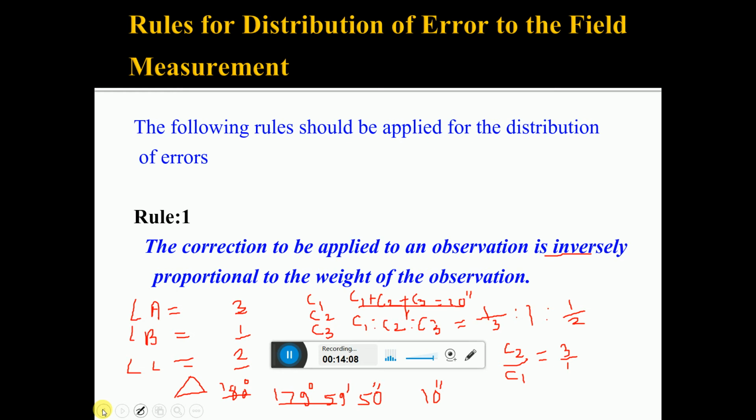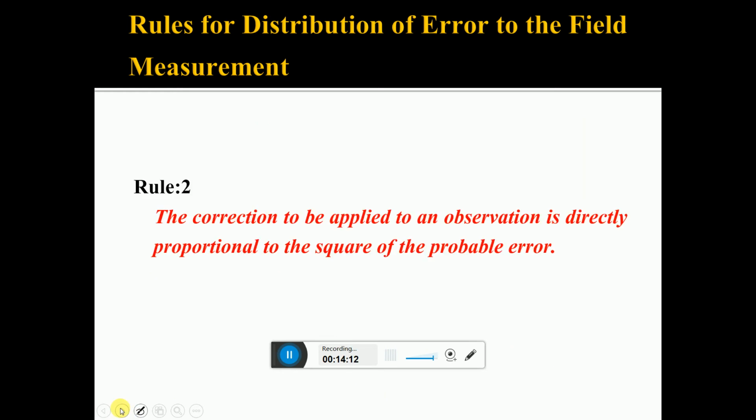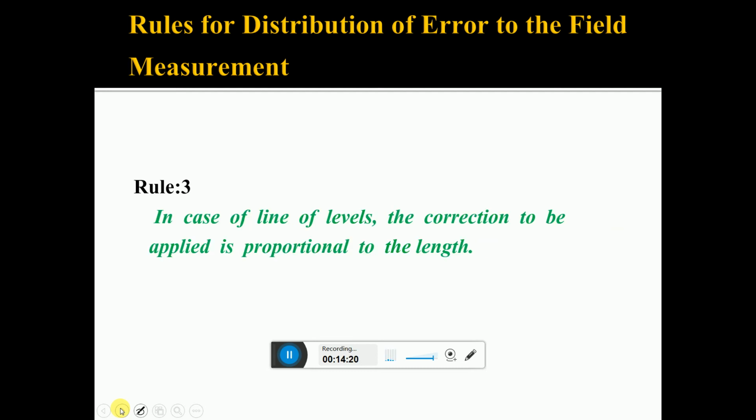First, the correction to be applied to an observation is inversely proportional to the weight of the observation, and the correction to be applied to an observation is directly proportional to the square of the probable error. Third rule, in case of line of levels, the correction to be applied is proportional to the length of the route. If the length of the route is more, then you have to apply the correction proportionately.